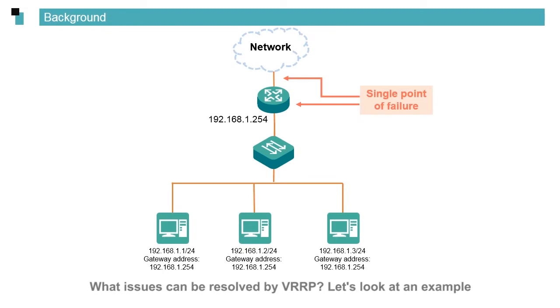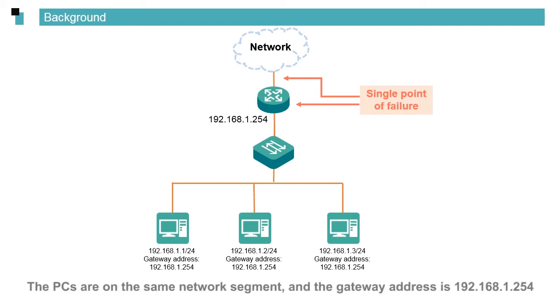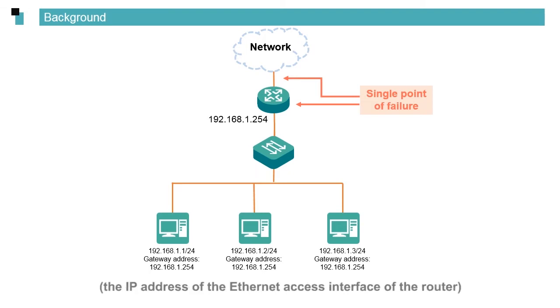What issues can be resolved by VRRP? Let's look at an example. This network has one access switch to which multiple PCs are connected. The PCs are on the same network segment, and the gateway address is 192.168.1.254, the IP address of the Ethernet access interface of the router.